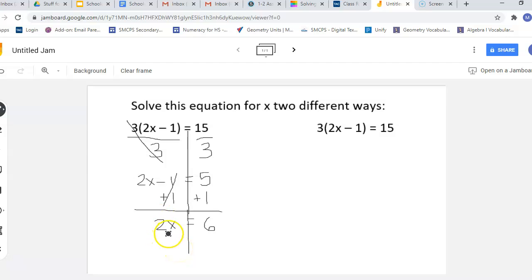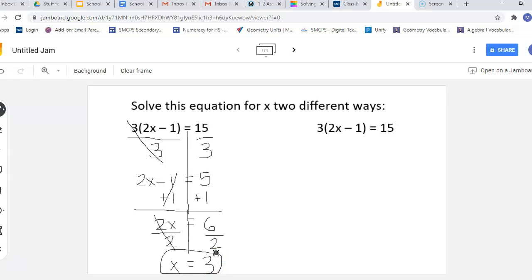I got to get rid of this 2. Since the 2 and the x are squished together with no symbol in between, that means it's multiplication. So I need to do the inverse of that, which is division. So I'm going to divide both sides by 2. That helps us because now these 2's cancel out, and I end up with x equals 3. So there's my final answer, my value of x that I found.